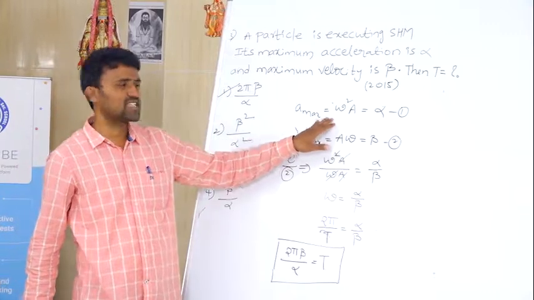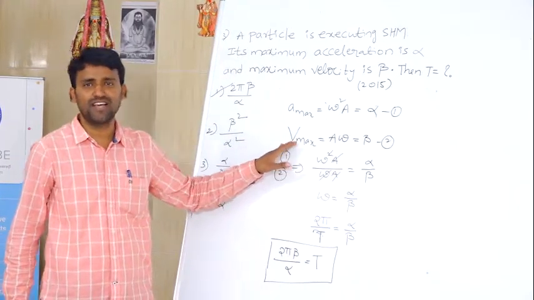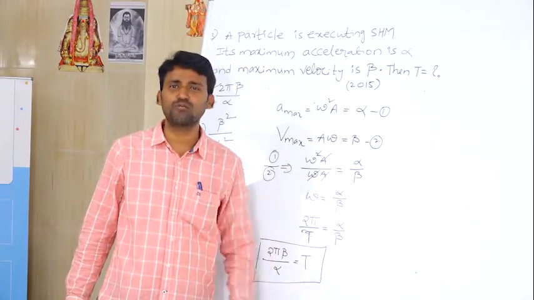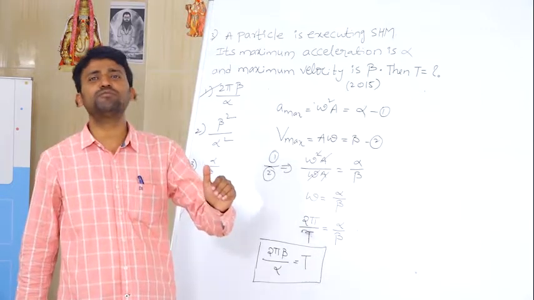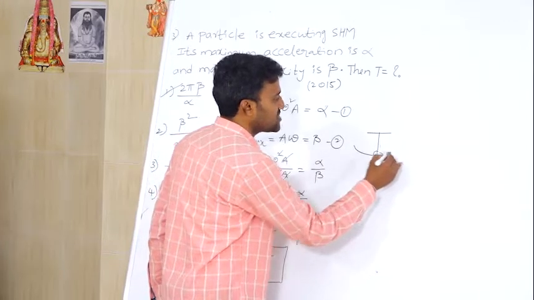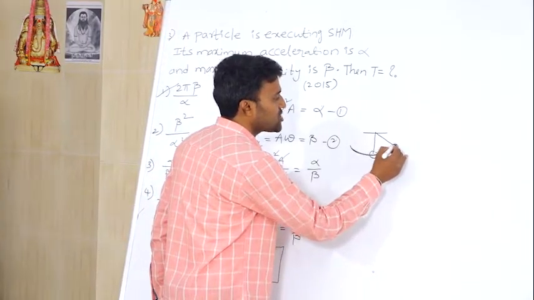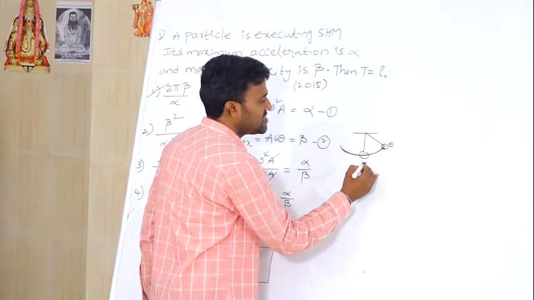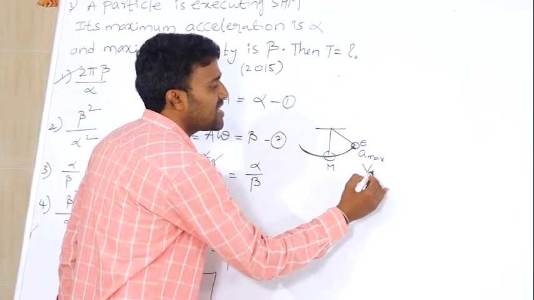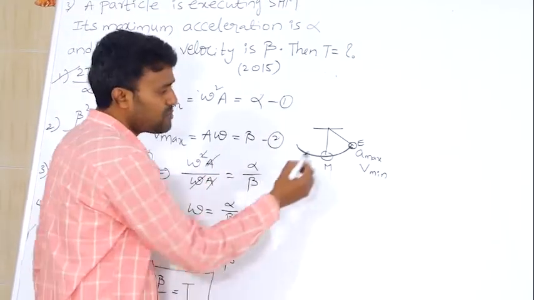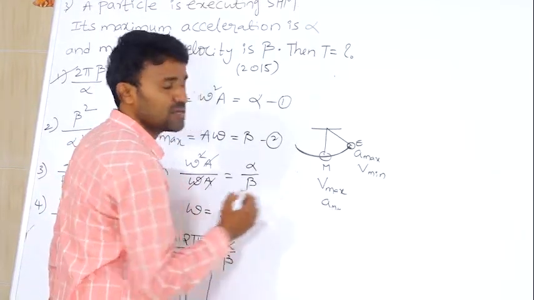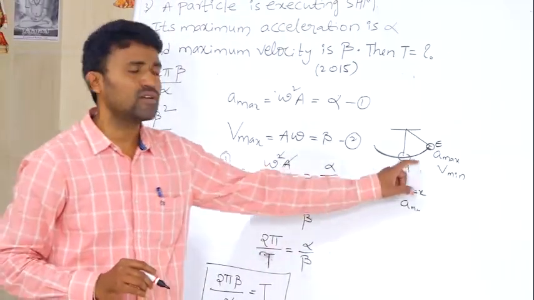So we have to remember maximum acceleration and maximum velocity. When a particle is executing simple harmonic motion, where can it have the maximum acceleration? Maximum acceleration is at the extreme position. This is the extreme position and this is the mean position. At the extreme position acceleration is maximum, velocity is minimum. At the mean position velocity is maximum, acceleration is minimum. So we have to remember like this.